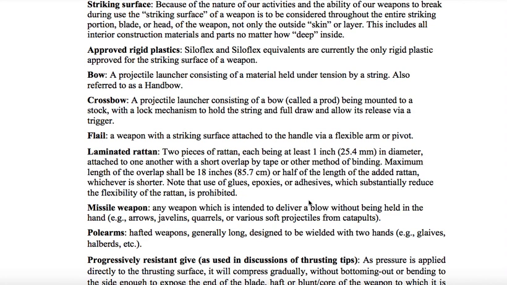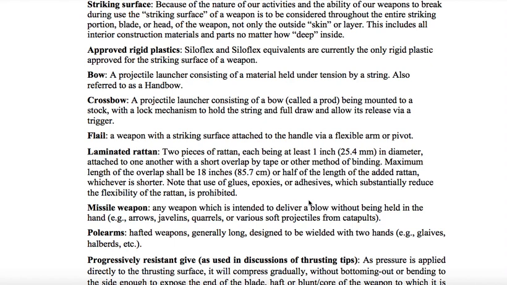Bow. A projectile launcher consisting of a material held under tension by a string, also referred to as a hand bow. Crossbow. A projectile launcher consisting of a bow, called a prod, being mounted to a stock with a lock mechanism to hold the string in full draw and allow its release via a trigger.